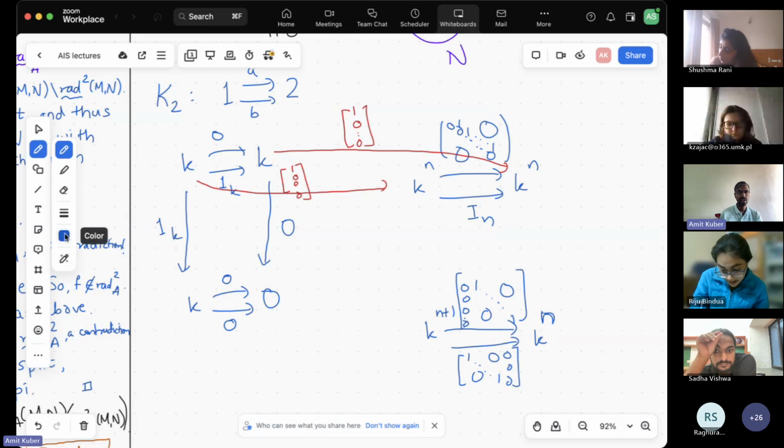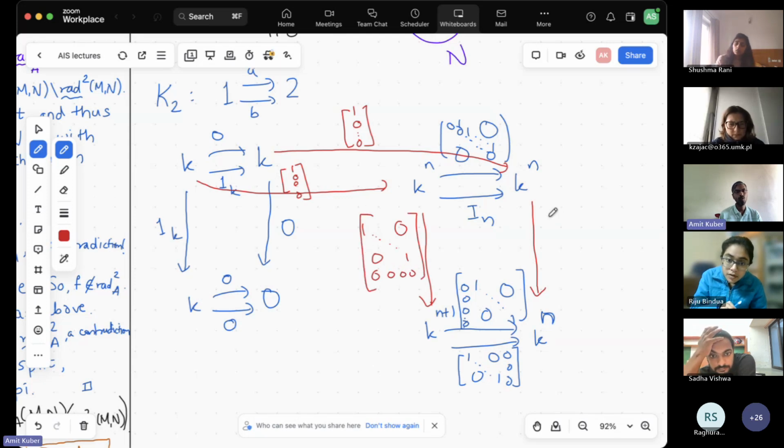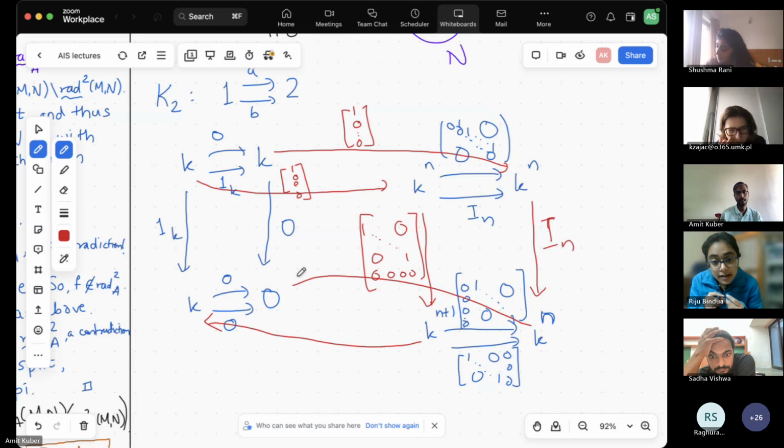Then once again, I want you to observe that there is a natural map from here to here. What does it do? It takes the identity matrix, so 1, 1, 1, 0, 0, and then there is a row of zeros. And over here, it is just the identity matrix. And finally, there is a map which is simply the zero map, and this is the first projection map.